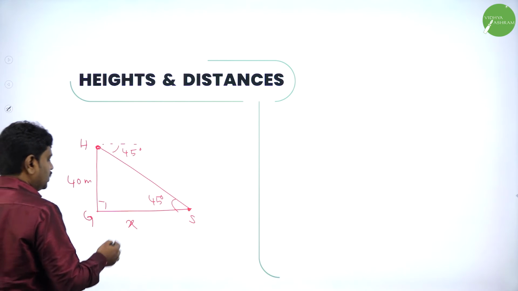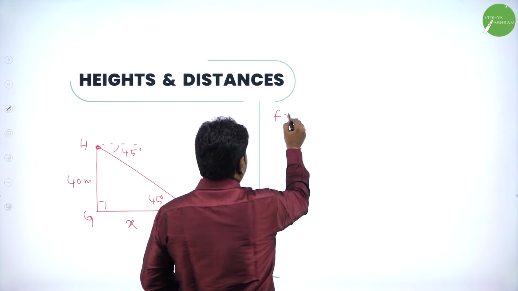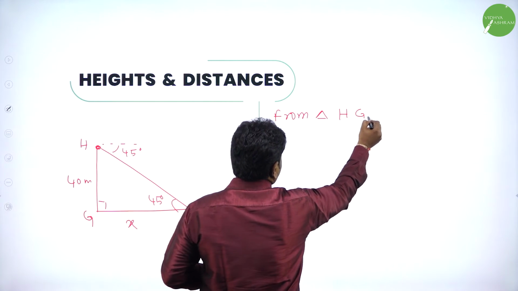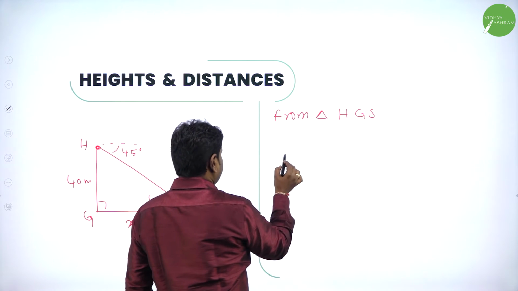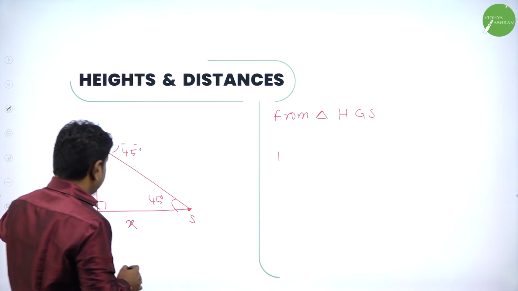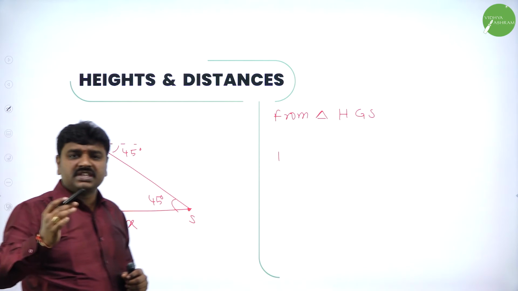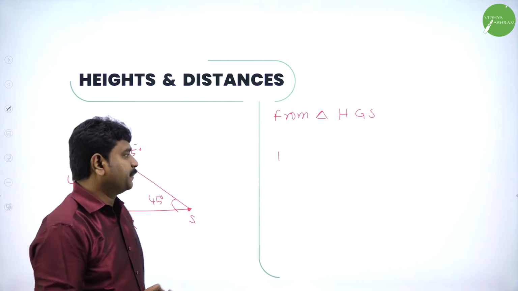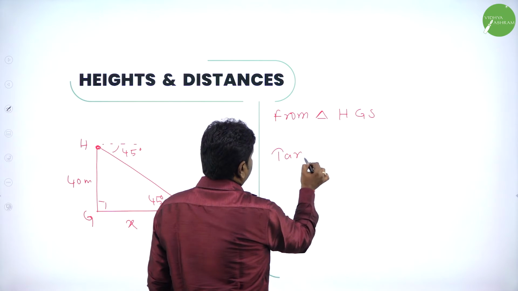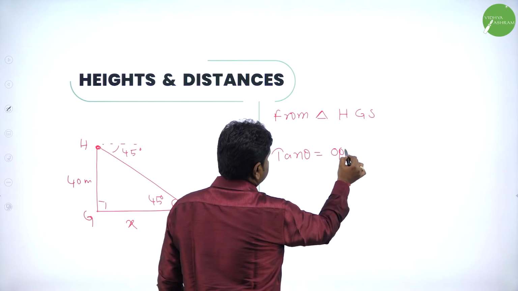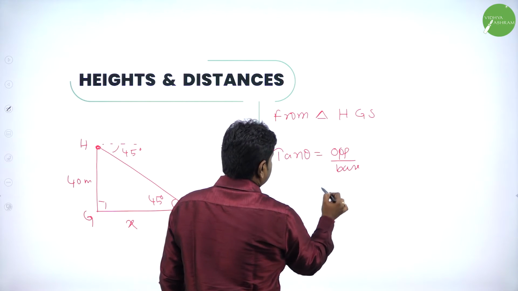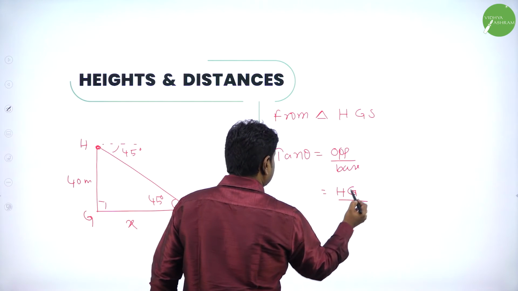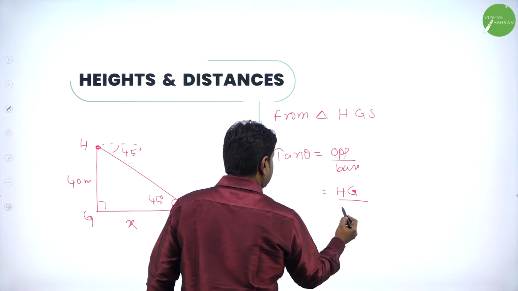So now we'll take the triangle. From the triangle, what is the triangle we have? HGS. So apply what? Again, see, we know opposite and we need adjacent. Opposite and adjacent means the suitable trigonometric function is tan theta. So what is tan theta? Tan theta, all of you know, is opposite side divided by base. What is opposite here? Opposite to the angle is HG. And what is base here? The base here is GS.